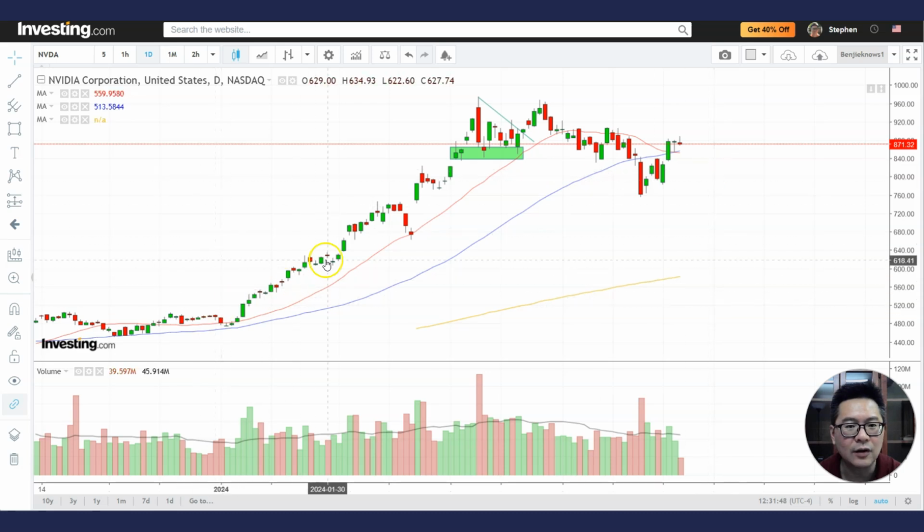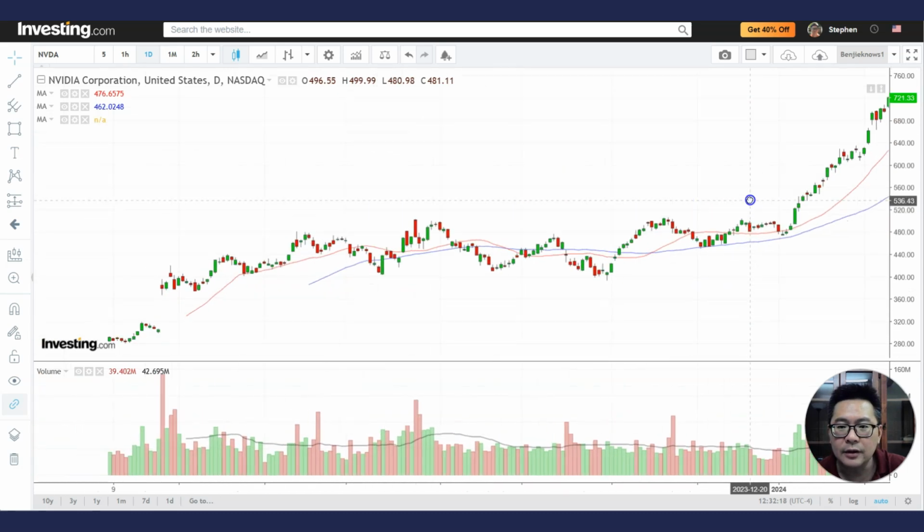Well, it has gone up very nicely, creating a very vibrant community of people who really like Nvidia. And right here, it formed a double top, and that created a lot of distress for a lot of people, especially when it broke below the 20 MA and the 50 MA. And this is real money. There's a lot of money being traded around Nvidia, especially when it comes to call and put options.